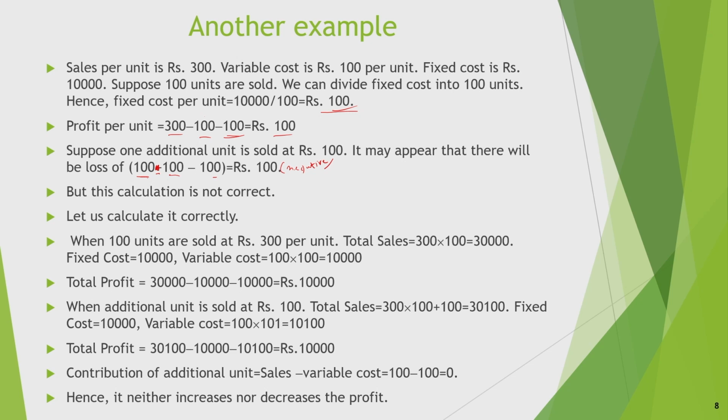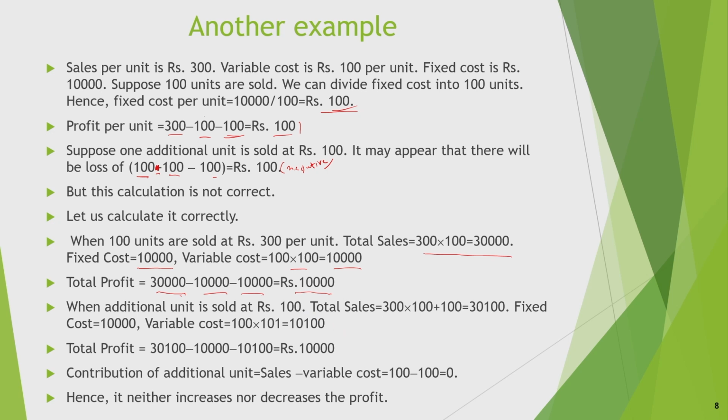When 100 units are sold at rupees 300 per unit, then your total sales was this much, fixed cost is 10,000, and variable cost is 100 into 100 is equal to 10,000. So, total profit was basically 30,000 minus 10,000 minus 10,000, that means total profit was rupees 10,000. Earlier also I said profit per unit was 100, so you are making 100 units, so 100 into 100 is equal to 10,000.